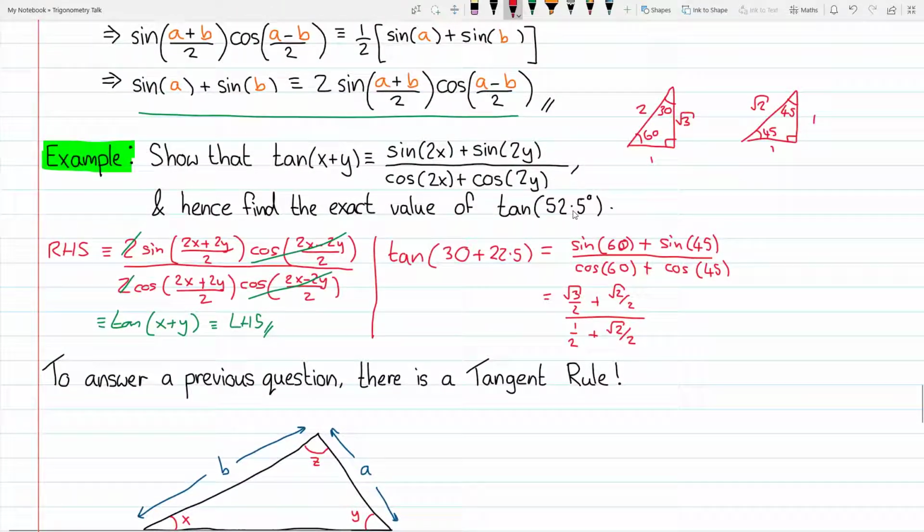And going through just the simplifications, I believe the exact value, I'm going to do this in a different color, is going to be the square root of 6 plus 2 minus the square root of 3 minus the square root of 2. And that's the exact value of tan of 52.5 degrees. And so that basically ends this talk.